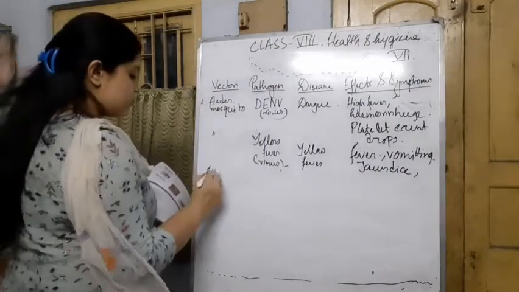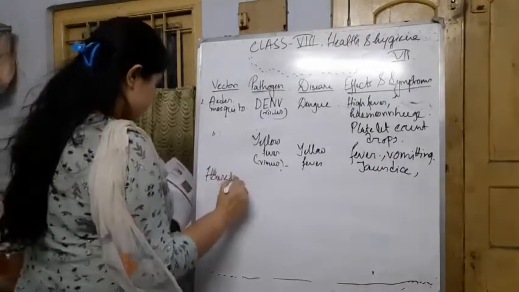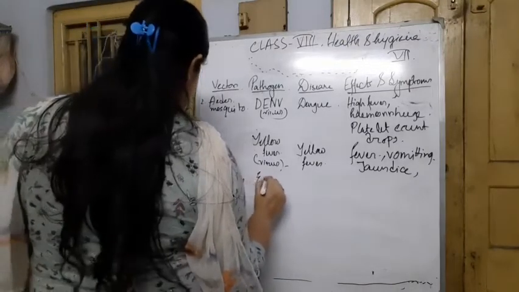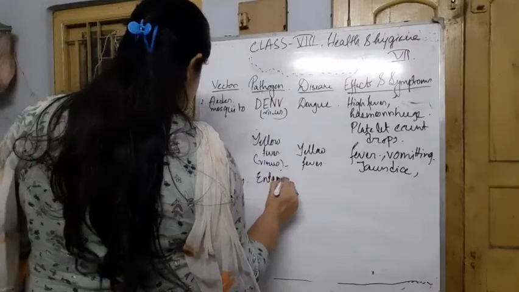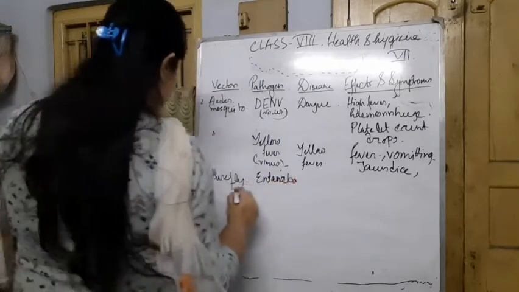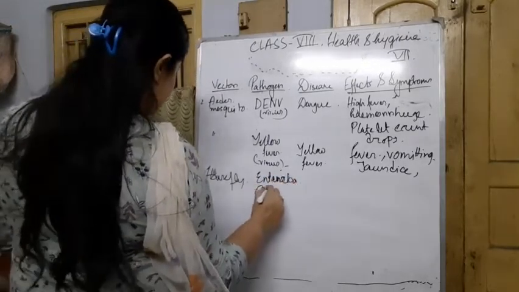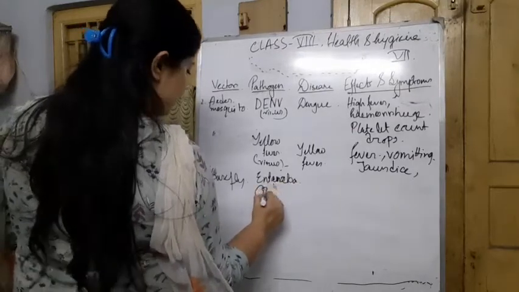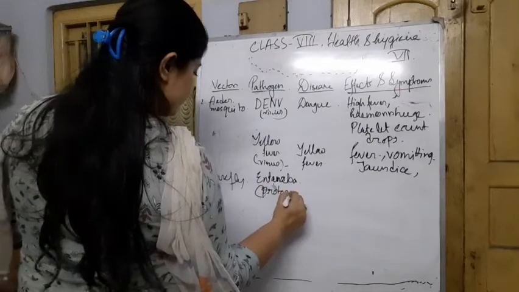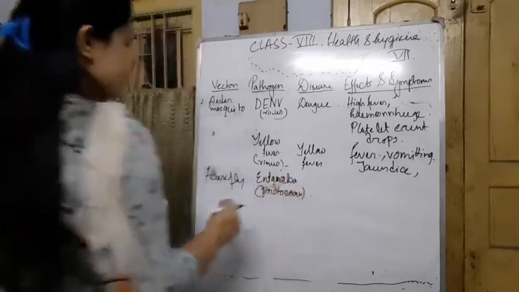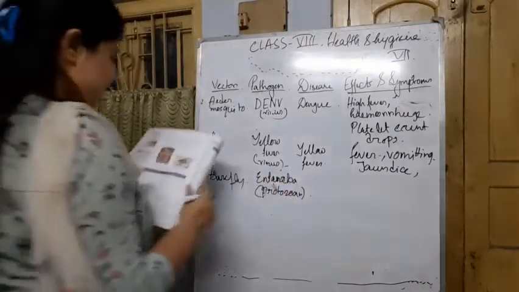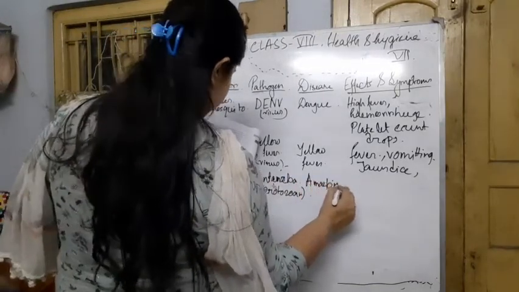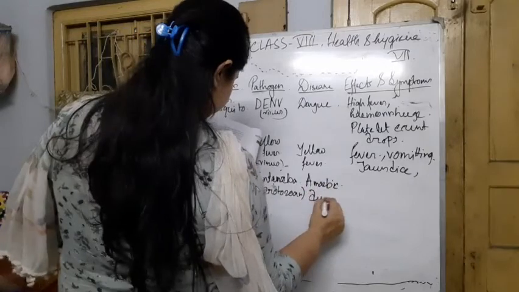Okay, the next one is by the housefly. The pathogen name is Entamoeba, which is a protozoa. The disease is called amoebic dysentery.